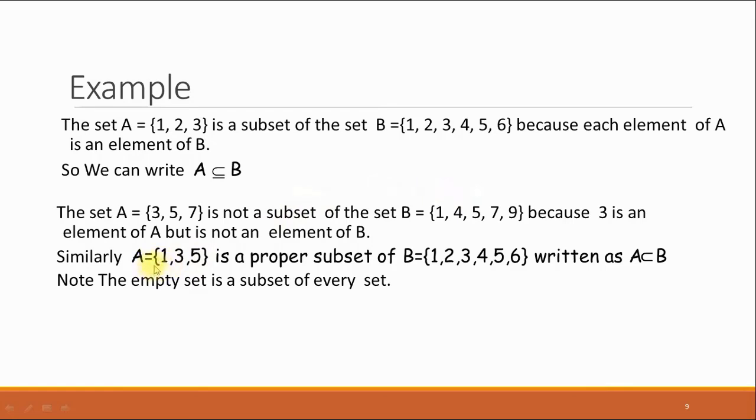Similarly, A is equal to {1, 3, 5} is a proper subset of B, written A ⊂ B, because each element of A belongs to B, but the elements of B 2, 4, 6 do not belong to A. Each element of A belongs to B, so A is a proper subset of B. Note that the empty set is a subset of every set.